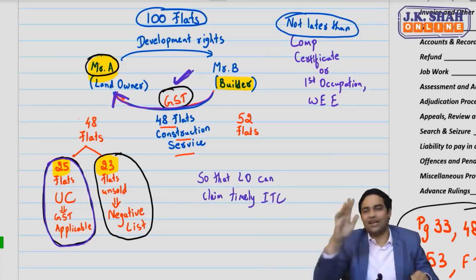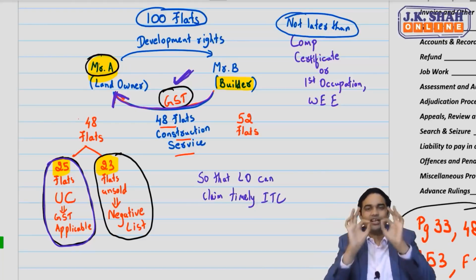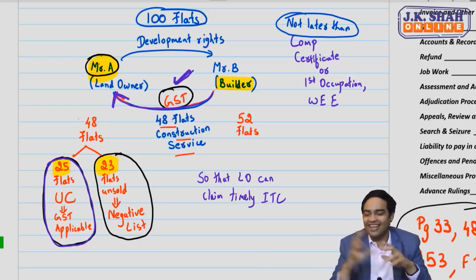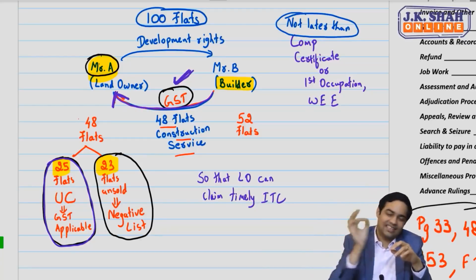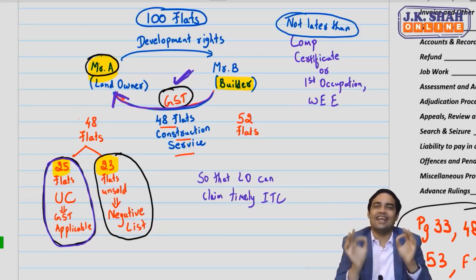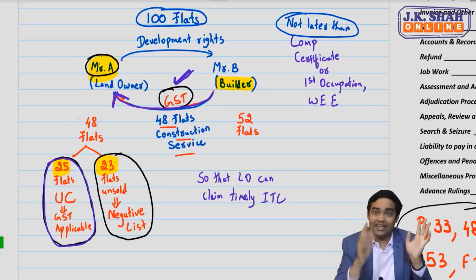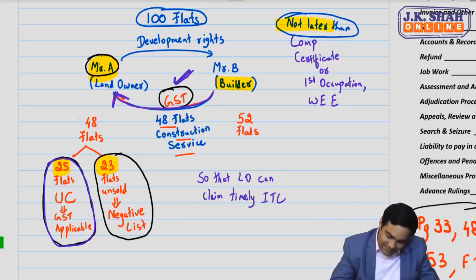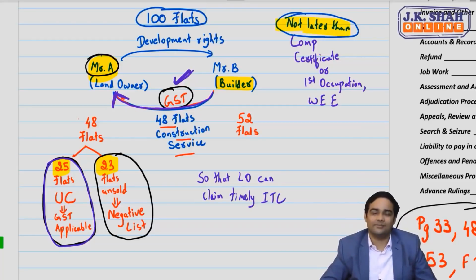Now, I have explained you all this, but if I were to put it in one simple line, ignore all this, just listen to one simple line. Builder can charge GST to landowner at any point of time so that landowner can take timely ITC. But it should not be later than the completion date of the project. Are you clear with this? That's the only amendment. The amendment is adding this word not later than. Clear? Okay.